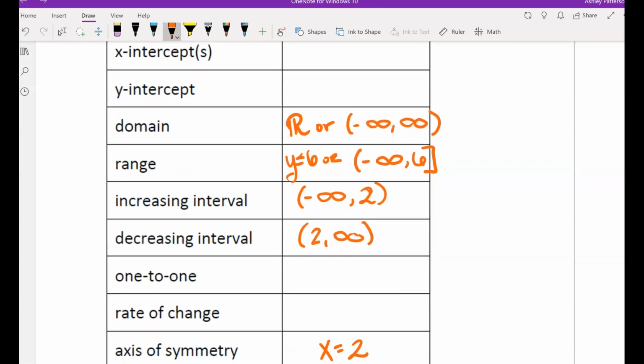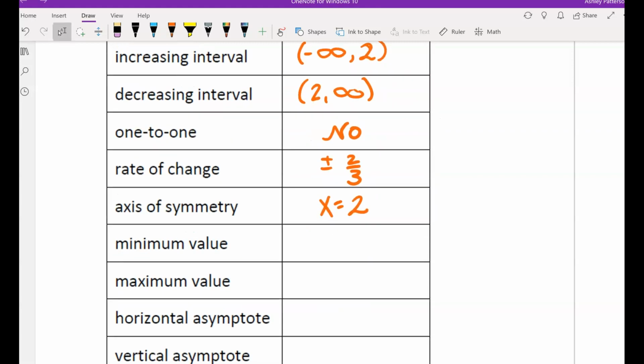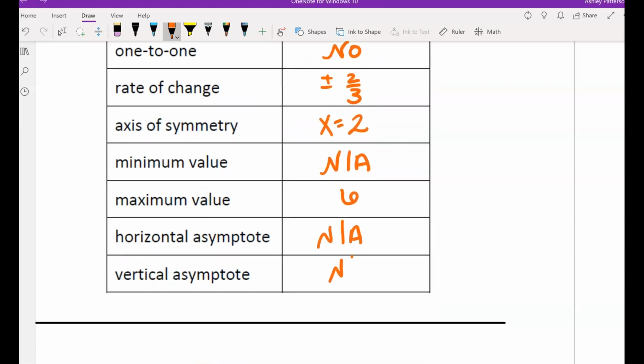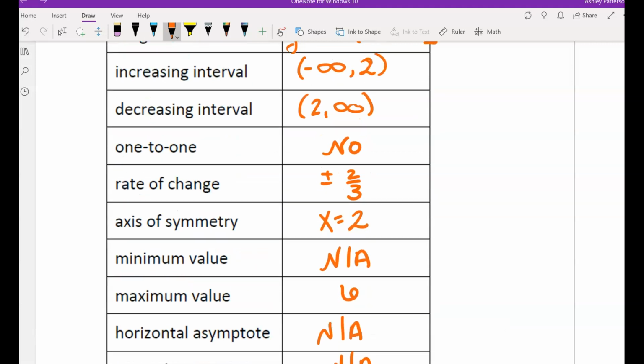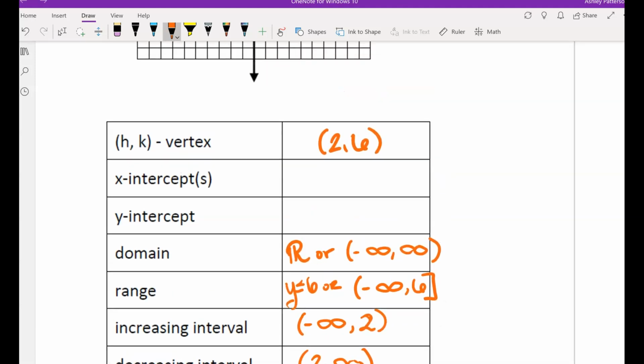This is not one-to-one because just like the parent function, this absolute value function doesn't pass the horizontal line test, and the rate of change is plus and minus 2/3. Since it opens down, we have a maximum value, and that's always the y value, the k, and the minimum doesn't apply, and our asymptotes don't exist yet because we don't know what they are. But they're going to come in, I think, Unit 4. Something to look forward to.